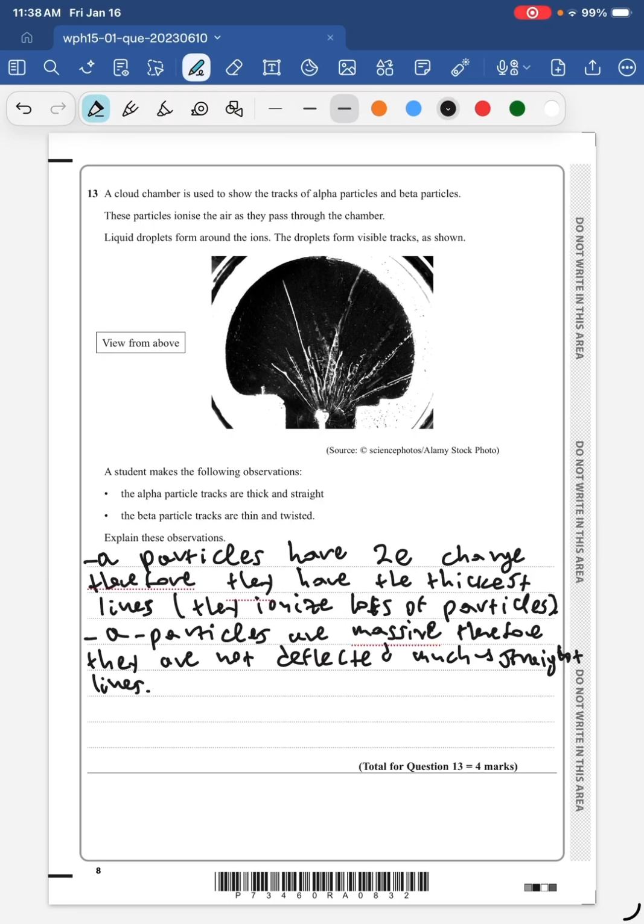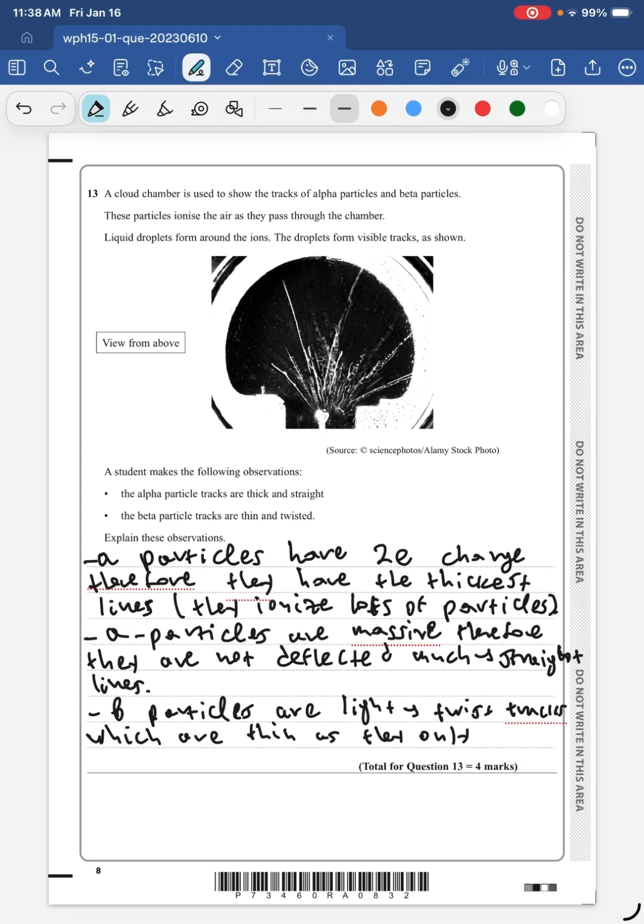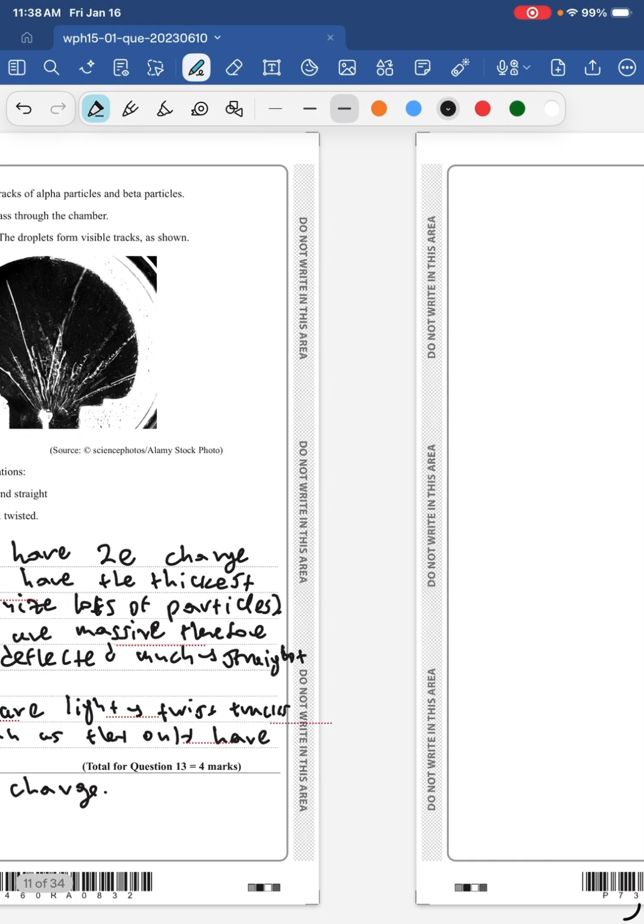And on the other hand, beta particles are light, so they have twisted tracks, which are thin, as they only have 1 unit of charge. And that's the answer.